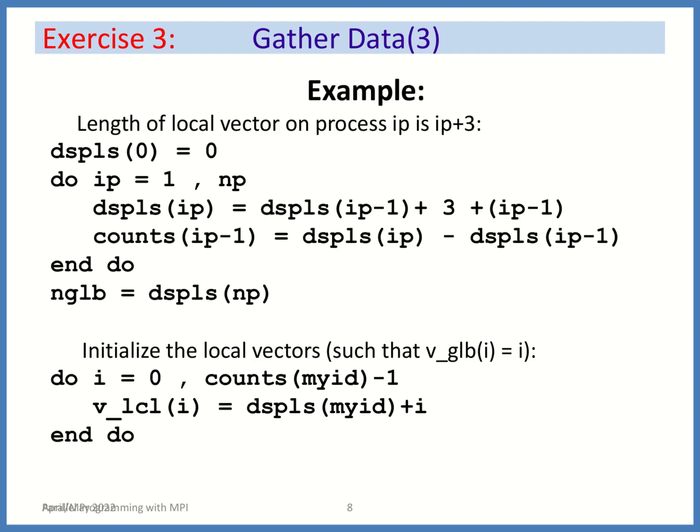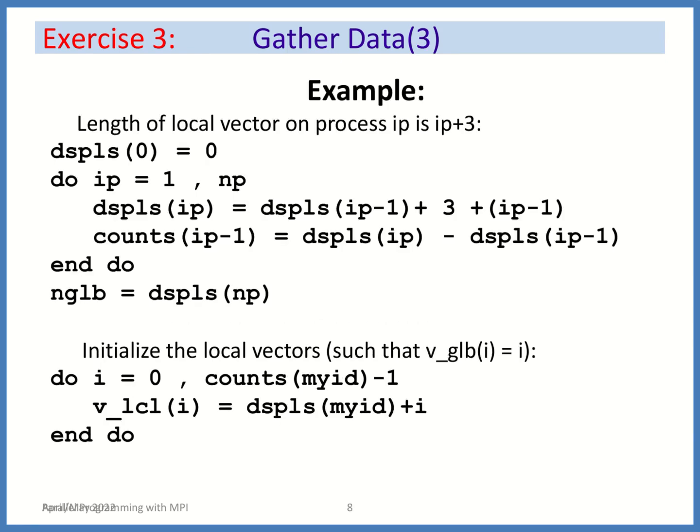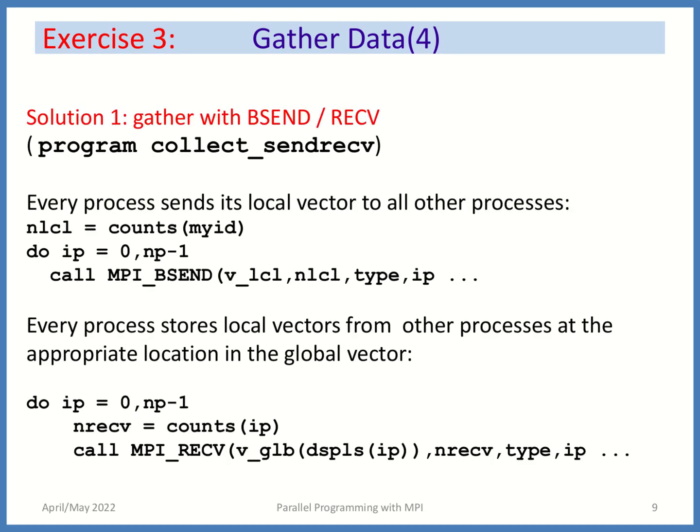And we will initialize the local vectors in such a way that the global vector just has the numbers from 1 to n as argument. It's written here: the local vectors have to be initialized in this way, then the total vector will have just the indices as argument. And we want to do this gather operation, and I show you the solution with send and receive.